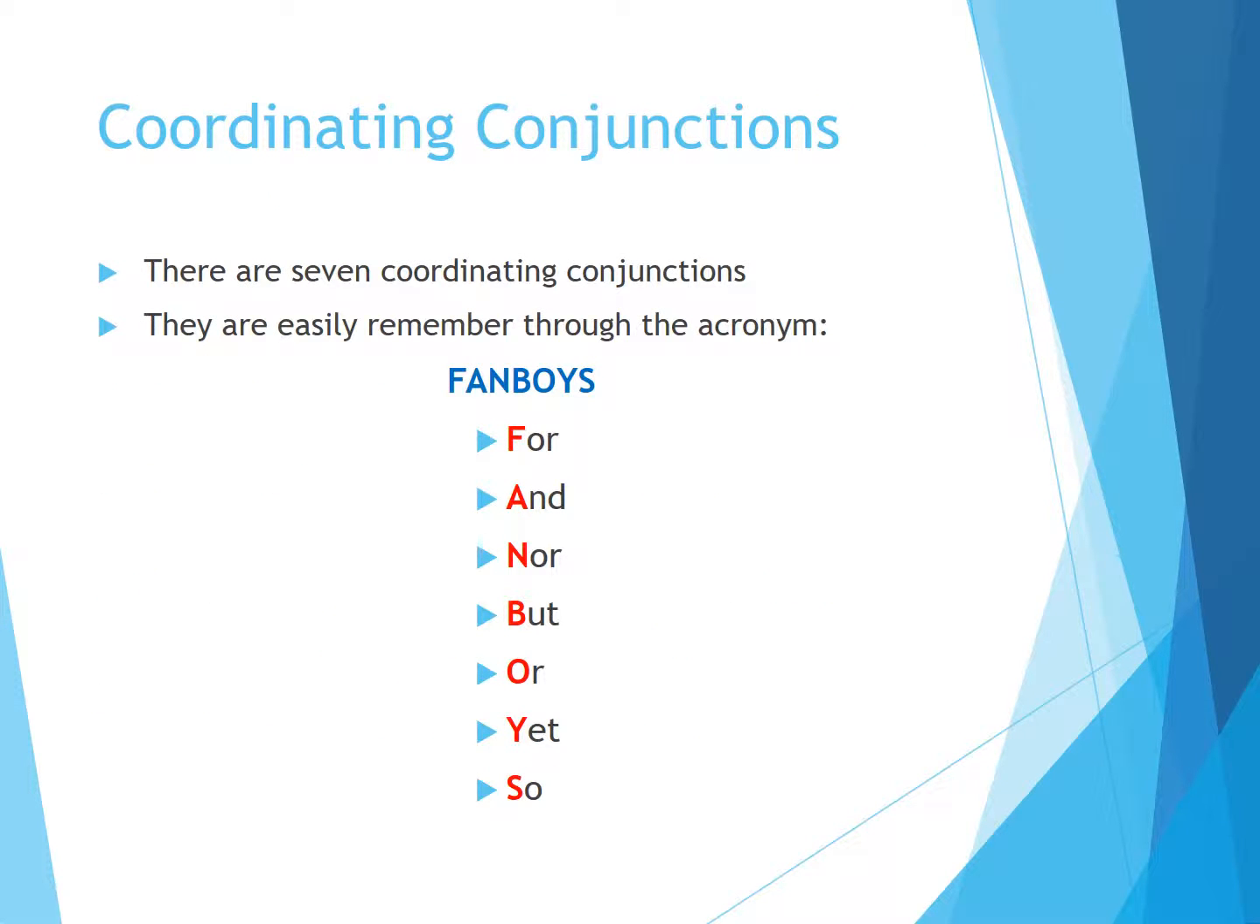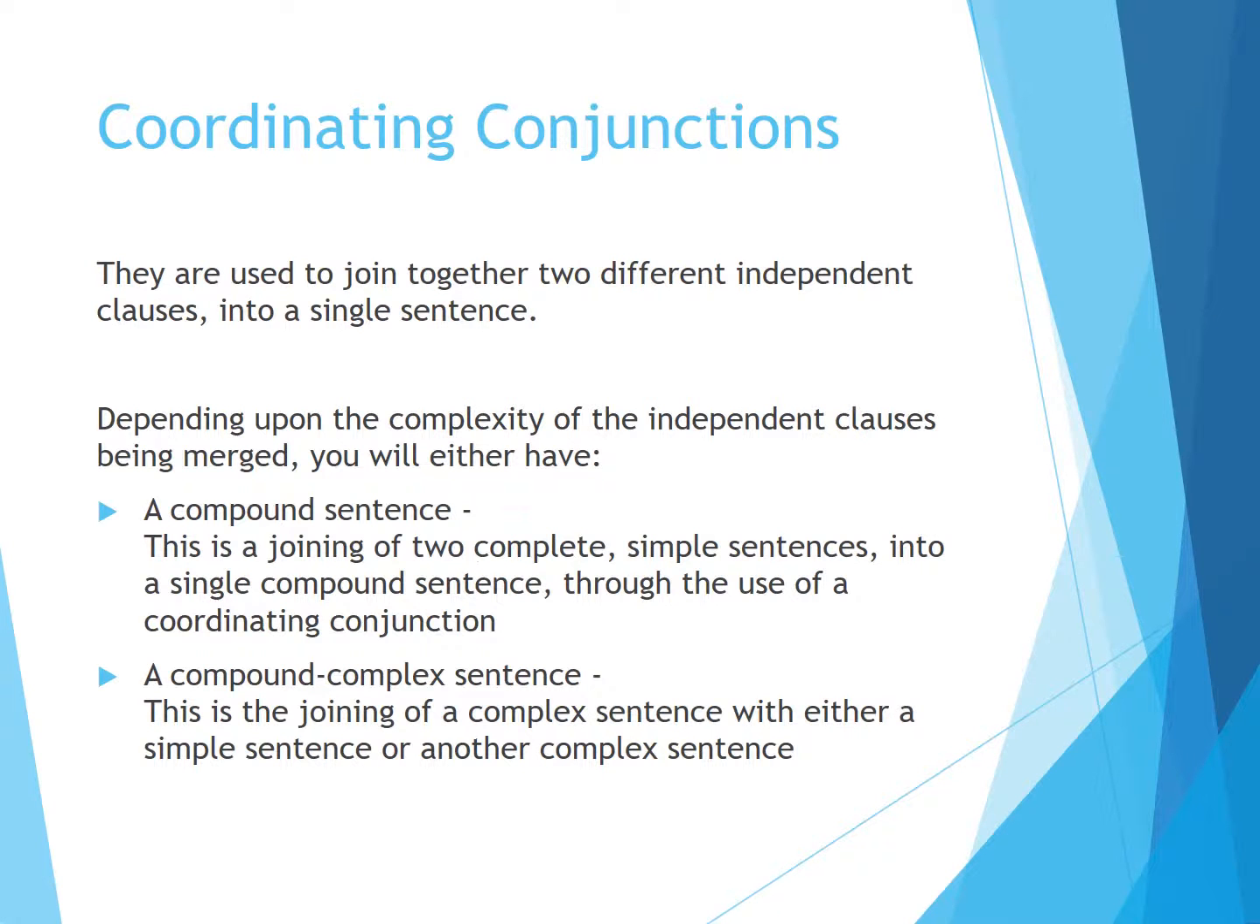For the coordinating conjunctions, there are 7 coordinating conjunctions. They are easily remembered through the acronym FANBOYS: for, and, nor, but, or, yet, and so. They are used to join together 2 different independent clauses into a single sentence.